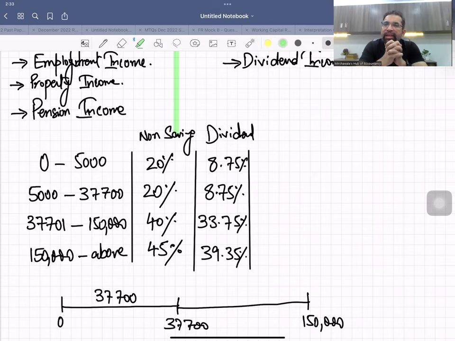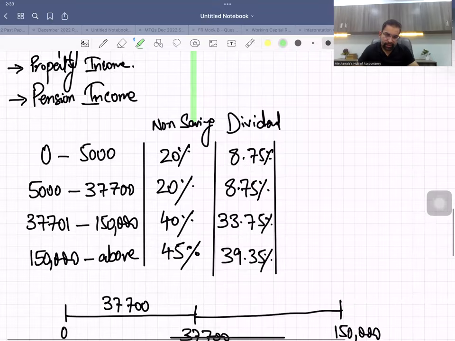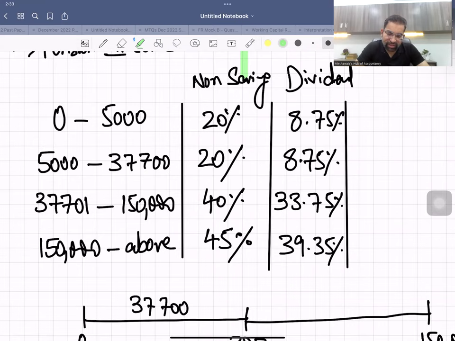Okay. So you have these bands. 0 to 5,000, 20%, 5,000 to 37,700, 20%. As I have to teach something in future as well, I split these bands into two categories. Otherwise, these two are the same. For your easiness, just think that you have only one band, 0 to 37,700, and the tax rate is 20%. Then from 37,700 to 150,000, it's 40%. And 150,000 and above is 45%.